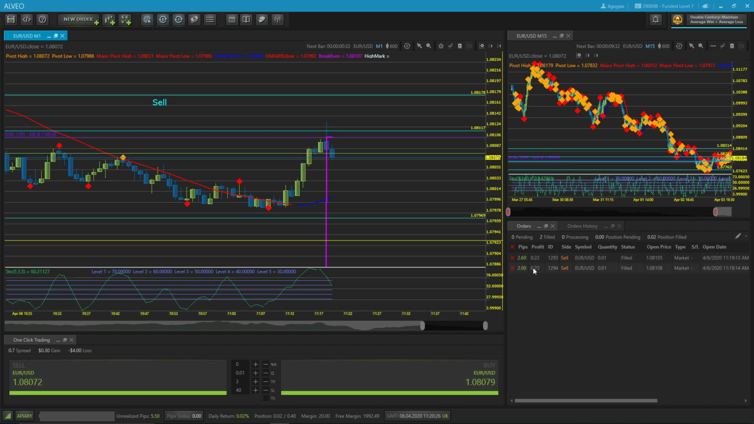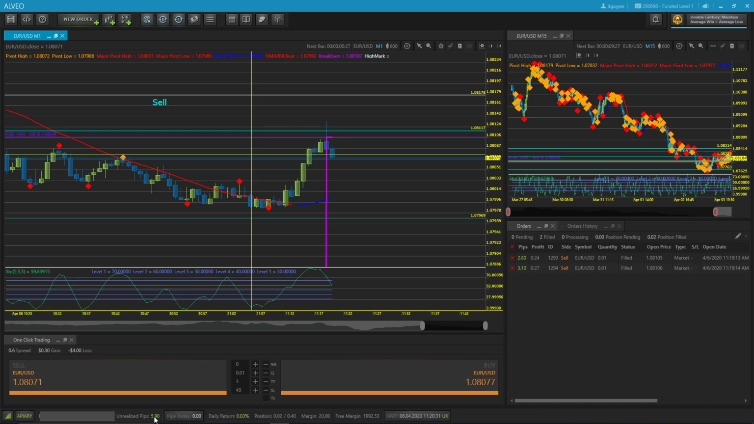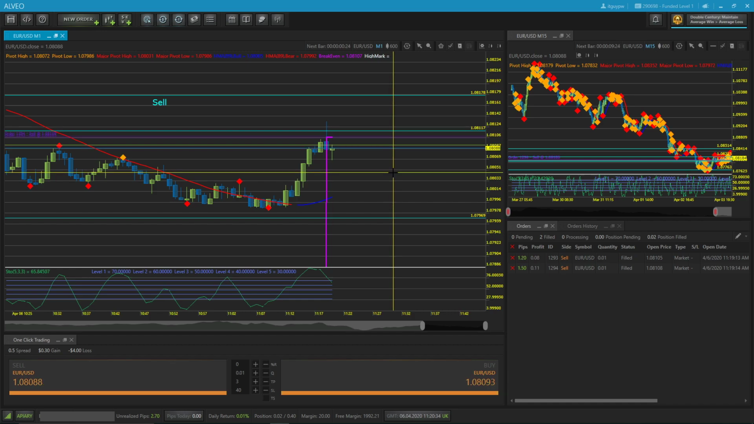Also we have a positive total unrealized down here. You can see that at the bottom. So we're just looking for that price to keep going down.